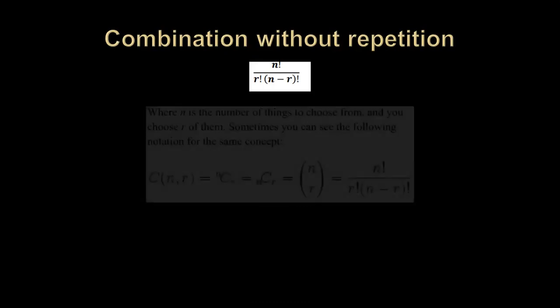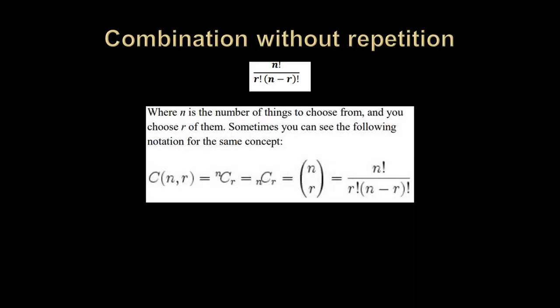So we have the second type as combination without repetition. This has a formula of n factorial all over r factorial, the quantity of n minus r factorial, where n is the number of things to choose from and you choose r of them. Sometimes you can see the following notation for the same concept: the combination function of n, r is equal to n combination of r. We have n, r is equal to n factorial all over r factorial quantity n minus r factorial.